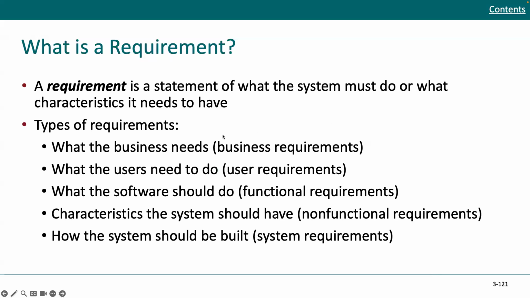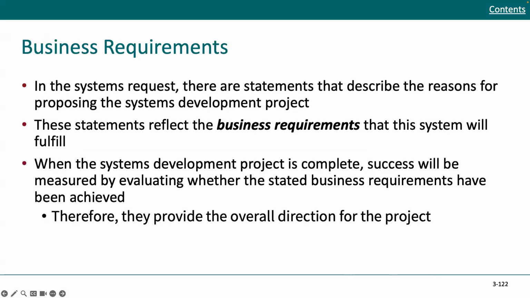And so what are the things? There are various types of requirements. What the business needs, these are business requirements. What the users need to do, those are user requirements. What the software should do, functional requirements. What characteristics the system should have, those are non-functional requirements. And finally, how the system should be built, and these are system requirements. This is from the perspective of information system development. Maybe there would be some other nuances in terms of the categories of requirements. And if you see details in my system engineering course, you'll get a chance to see that flavor as well.